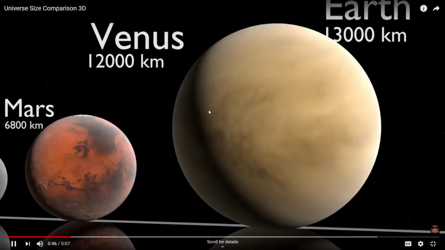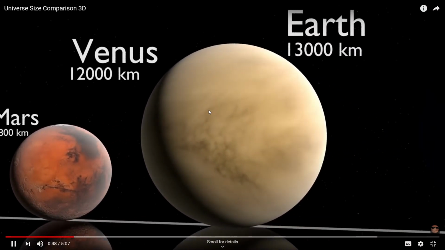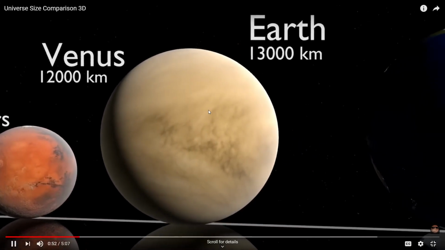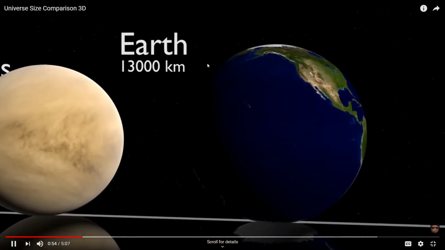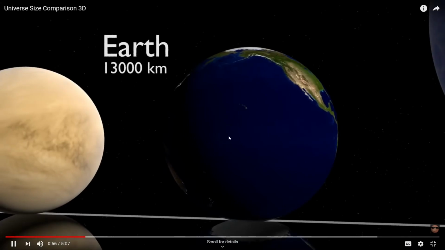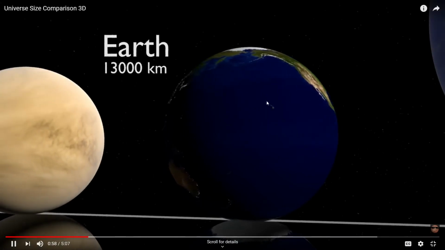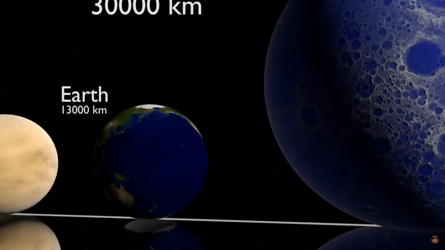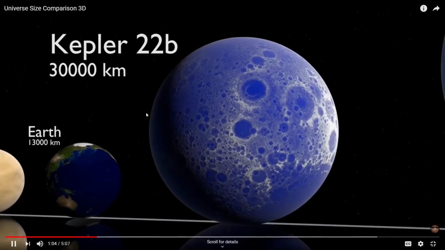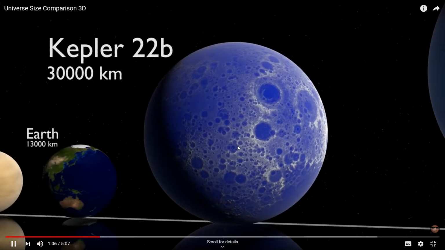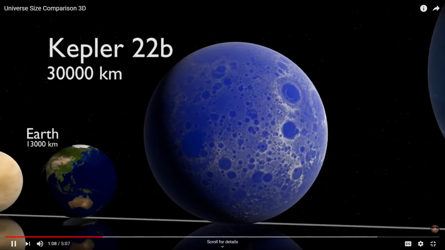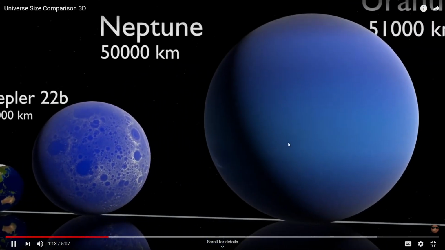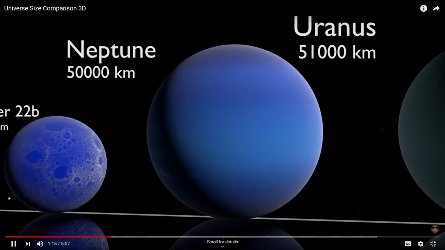Then we have Venus. Venus, then Earth. You can see how big we are. We're very, very big. But there are bigger planets. This one we don't have. Kepler 22b we don't have. So it's okay, you don't need to know about this. And then we have Neptune. See how big Neptune is compared to us?